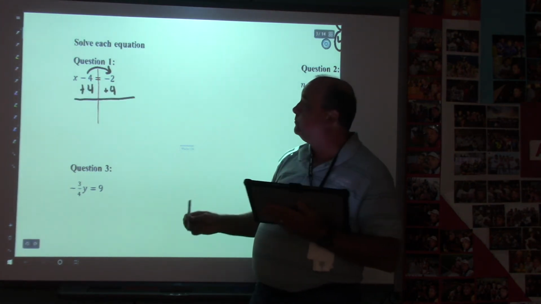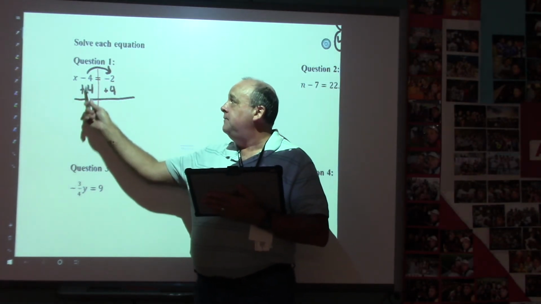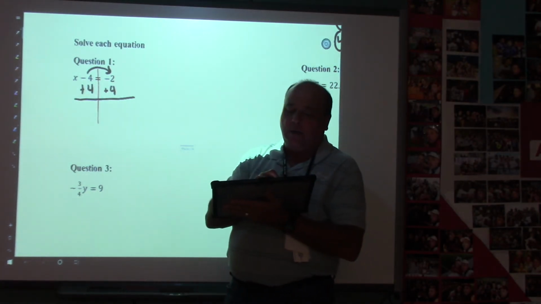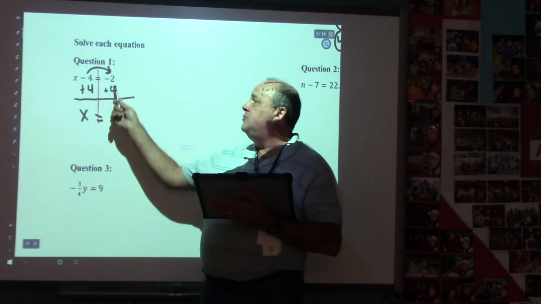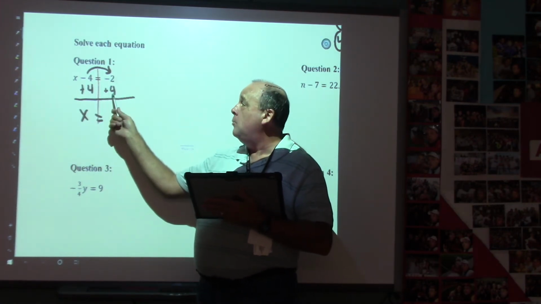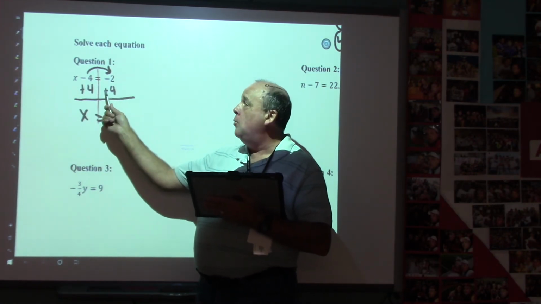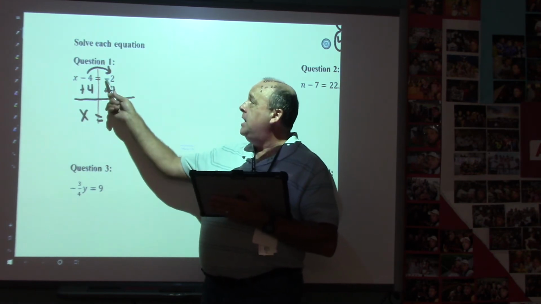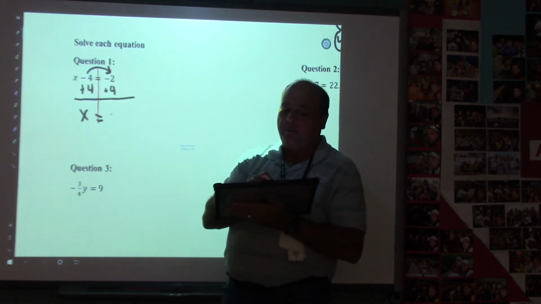Draw a bar. So the 4's on the left cancel out, and we would get x equals negative 2 plus 4. Which one's more? Do you have more 4's or more 2's? You got more 4's, so the sign's positive, and you'll take 2 away from 4 and just get a positive 2.